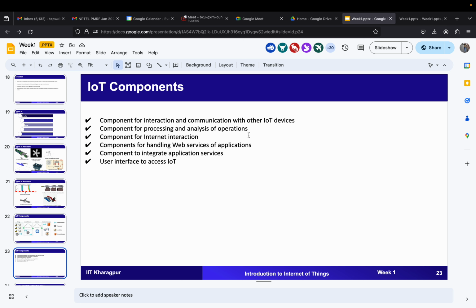Then the third one is a component for internet interaction, because you need your particular network to interact with the outside world also. So for internet interaction also you need a component. Next one is a component for handling web services of applications. Then the next one is a component to integrate application services, and then you need an interface which is required to access the IoT system.